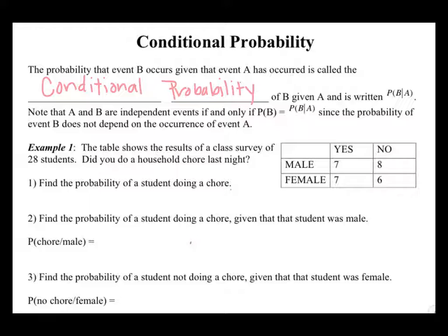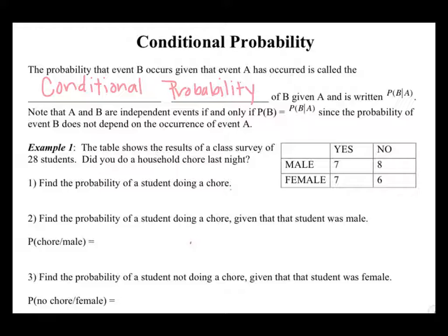given A. Note that A and B are independent events if and only if the probability of B equals the probability of B given A, since the probability of event B does not depend on the occurrence of event A.